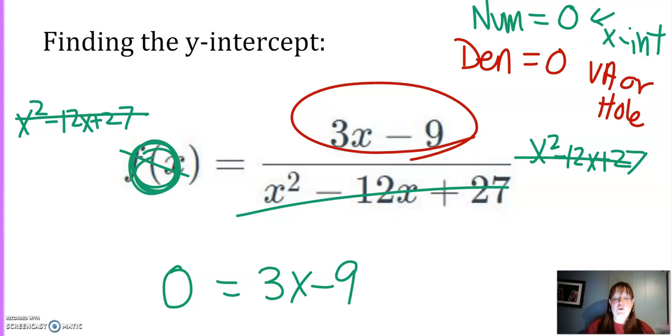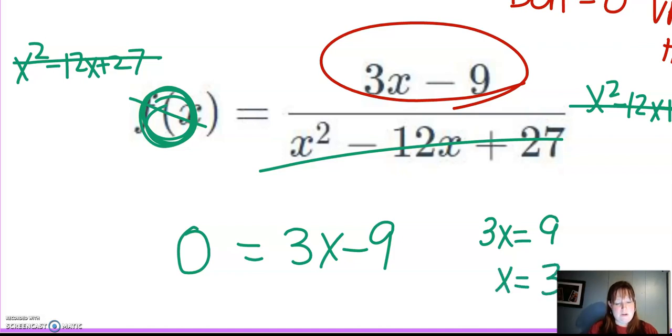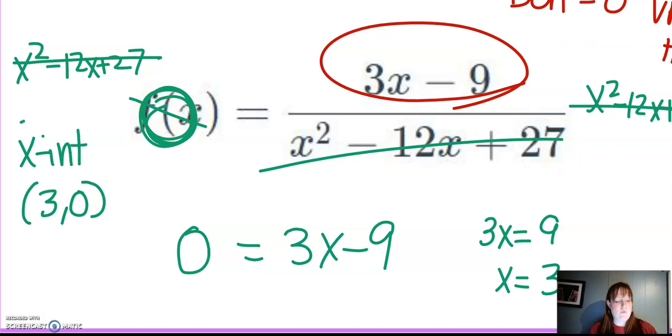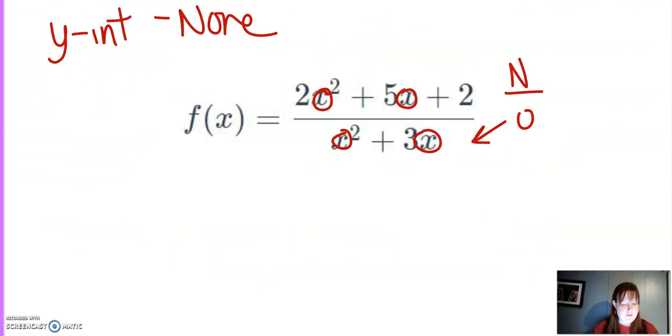So now we have the numerator equal to 0, and we solve. If it needs to be factored, we're going to factor it. This one doesn't, so we add 9 to both sides, and we get 3x equals 9. And we divide both sides by 3, and we get x equals 3. So this x-intercept is at x equals 3, and then y equals 0. Remember, because our x-intercept, y always equals 0. So our x-intercept is 3, 0. And this helps us a lot when we're trying to graph them.